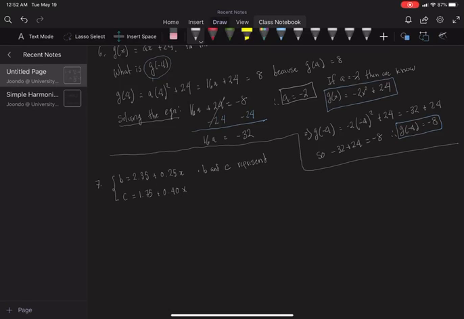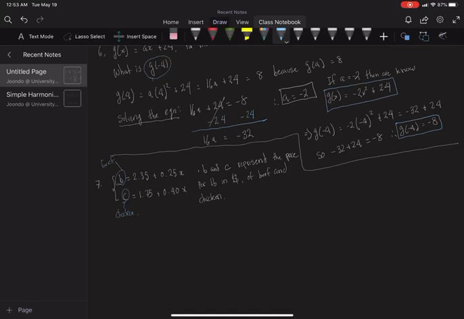B and C represent the price per pound, in dollars, of beef and chicken. Okay, beef and chicken. So this is beef. This is chicken. Okay, we get that.